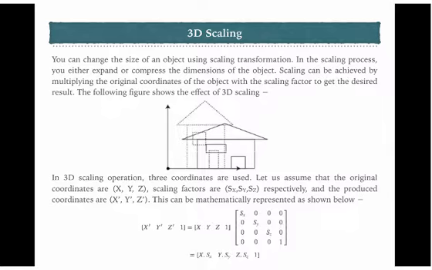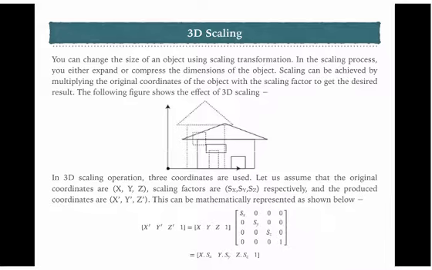3D scaling. You can change the size of an object using scaling transformation. In the scaling process, you either expand or compress the dimensions of the object. Scaling can be achieved by multiplying the original coordinates of the object with a scaling factor to get a desired result. The following figure shows the effect of 3D scaling.